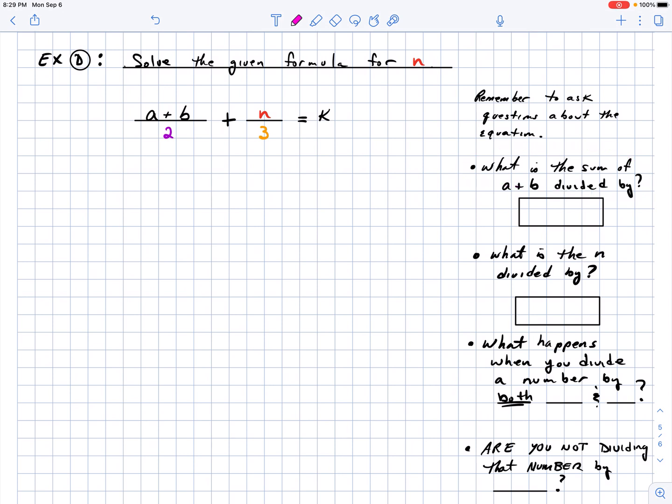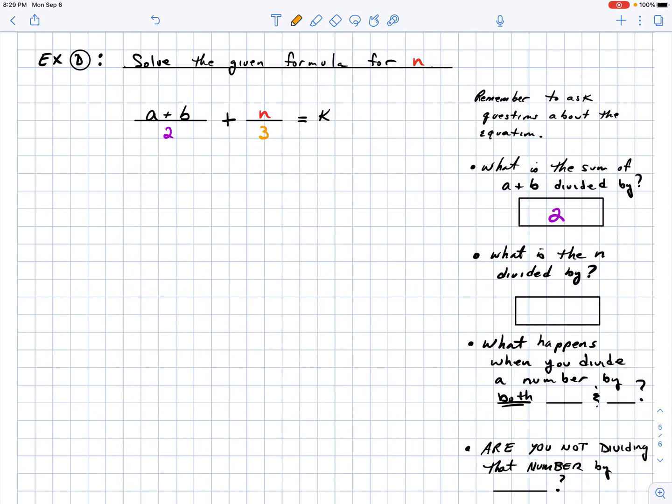Okay, well that's a good question. What is the sum of A plus B divided by? Well, that's divided by 2. We can see it right here. It's divided by 2. Okay, well, let's see about another question. What is the n divided by? That little question right there. You can see it's divided by 3.